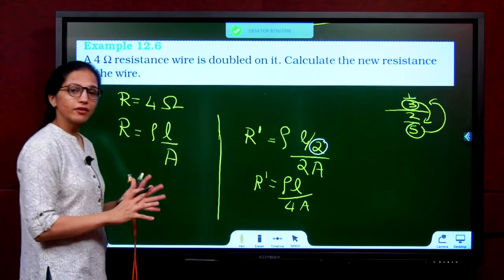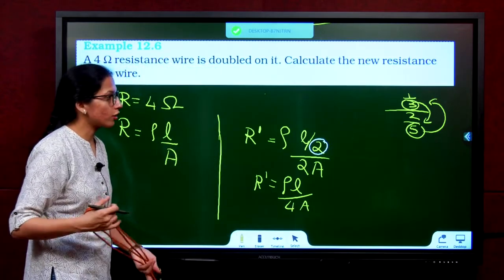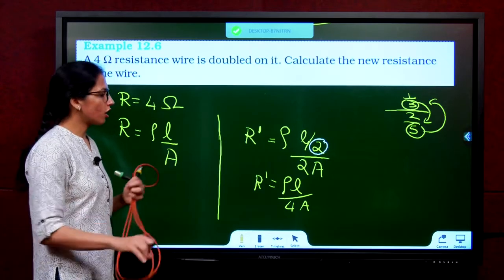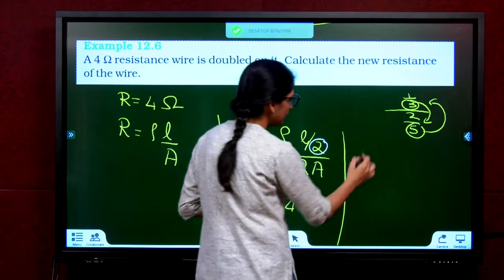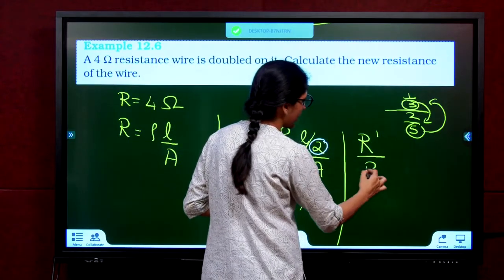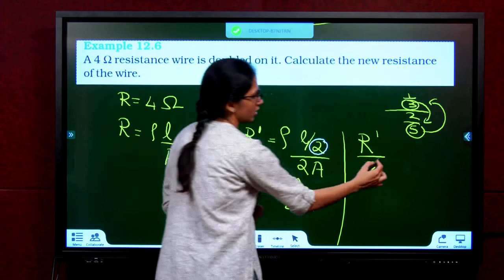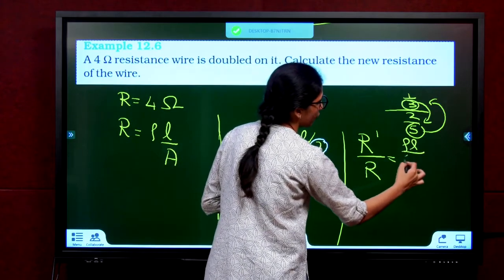Always do it like this whenever they give you doubled, tripled, elongated, cut into half. Always take R first, then take R dash and then take the ratio, R dash by R. What is R dash? Rho L by 4A.